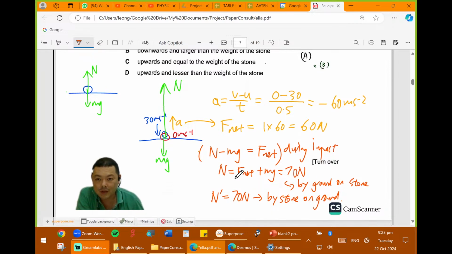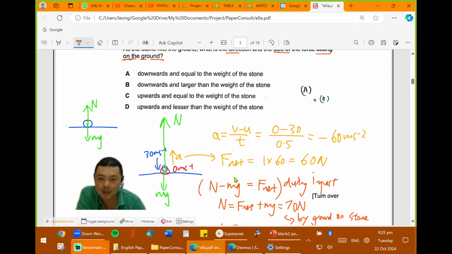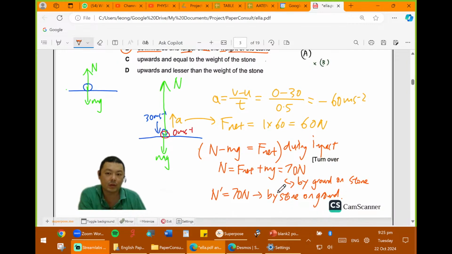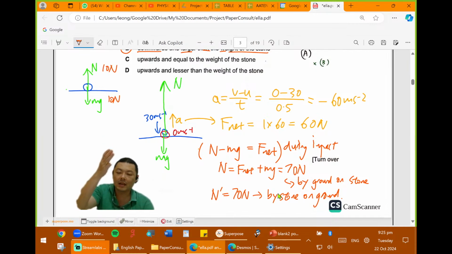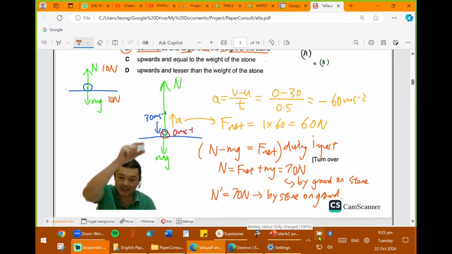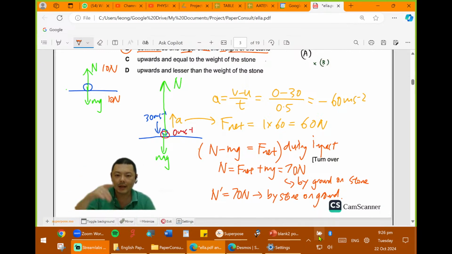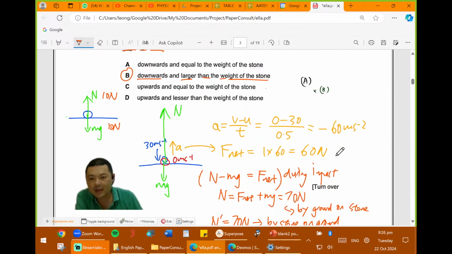Right? And therefore we see the options and see which one is the answer. So it's B because it's downwards and larger than the weight of the stone, right? We know the weight of the stone is 10 newtons, right? If it's at rest, it's supposed to be 10 and 10, right? But now because it needs to stop, the normal contact force, but again for a very short amount of time. After it has completely stopped moving, it will go back to 10. But for the very short amount of time, the normal contact force, bam, on the ground, is 70 newtons. Okay? And that's why the answer is B.